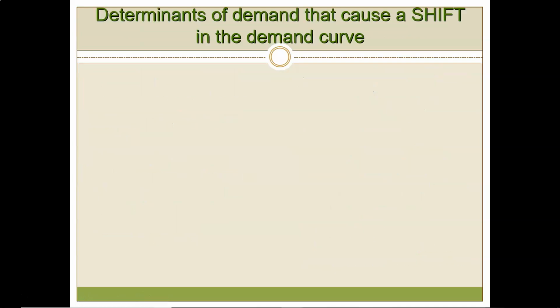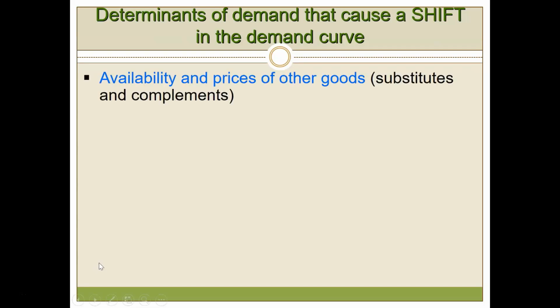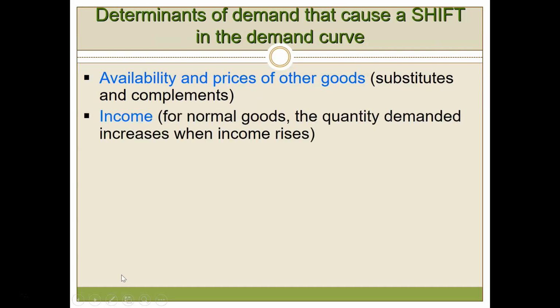Now, let's list the factors. Let's discuss the factors which can cause this shift in the demand curve, and then I will show you how this happens on a graph. So the first and most important factor which affects the demand curve is availability and prices of other goods, substitutes and complements. I mentioned in the beginning of this session that you need to study different types of goods and how they affect demand. This is exactly what I'm going to cover in a few minutes. Availability and prices of other goods, substitutes and complements will shift the demand curve.